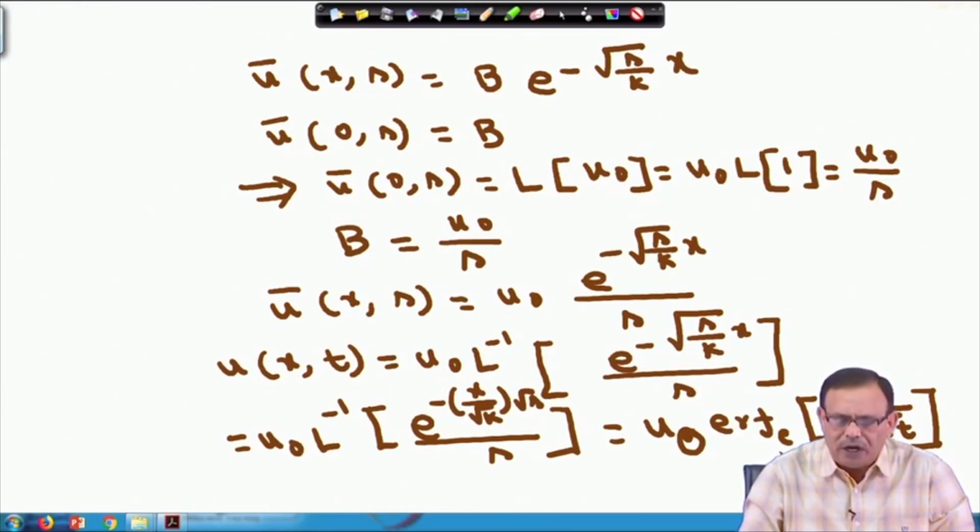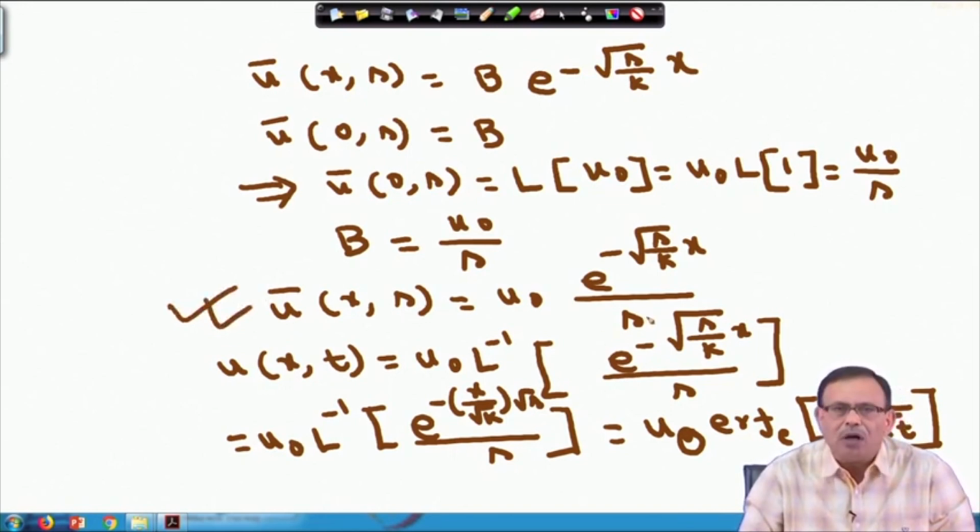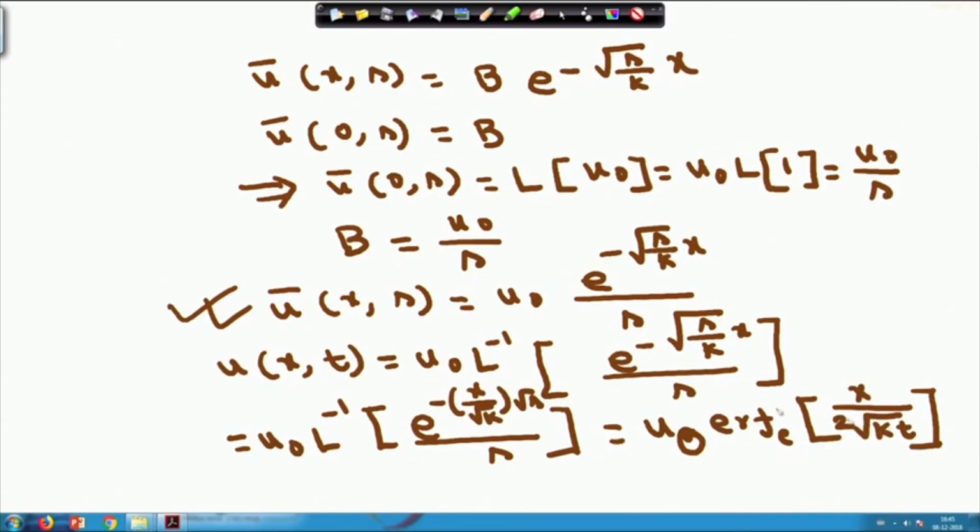and you can find ultimately a form like this, u bar equals u naught into some function of s and x. And from there, by using the inverse Laplace transform, you can find out u(x, t) equals u naught into the Laplace inverse of this, whose value is known to you, that is u naught into the complementary error function of x by 2 into root over k t.